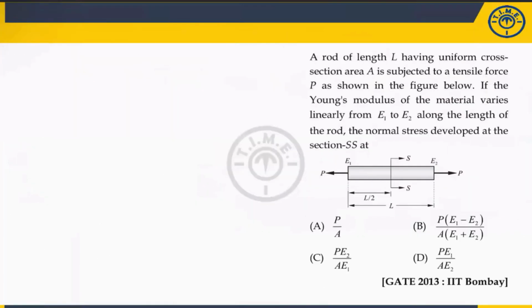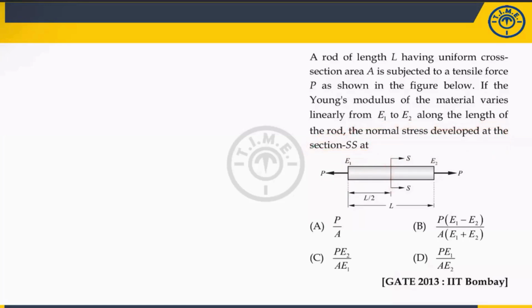But before that, one question was asked in GATE 2013. A very simple problem. A rod of length L having a uniform cross-sectional area A is subjected to a tensile force P, as shown in the figure below. If the Young's modulus of the material, which is an elastic constant, varies from E1 to E2 along the length of the rod, you have to calculate the normal stress developed at the section.